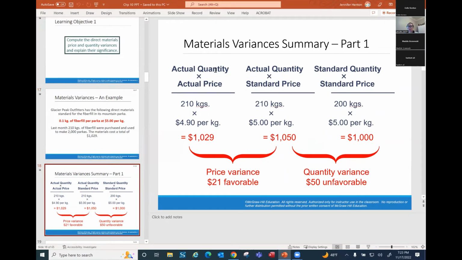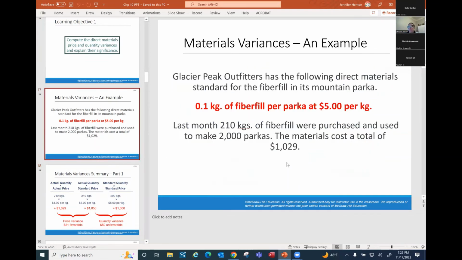What was our actual quantity? It was 210. So remember, when we were trying to find the price variance, we're going to have the same thing, the actual quantity. So we have 210 on both. What was the actual price? It was $4.90 per kilogram. So you're going to have to calculate that out.